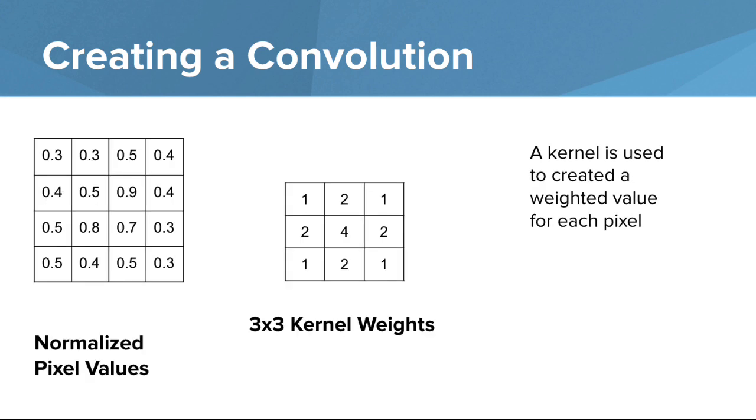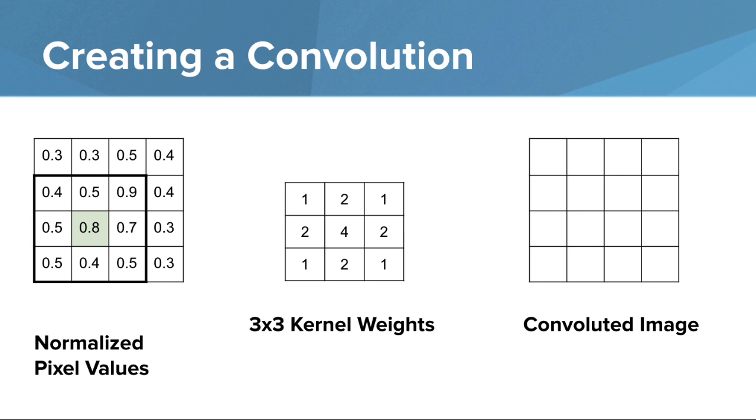Here is where the convolution happens. A 3x3 convolution uses a weighted 3x3 grid known as the kernel. Notice that the middle of the kernel weights have higher values compared to the edges and the corners. The kernel weights are applied to each cell of the grid of normalized pixel values. Let's look at an example and see how this applies to the green pixel value.